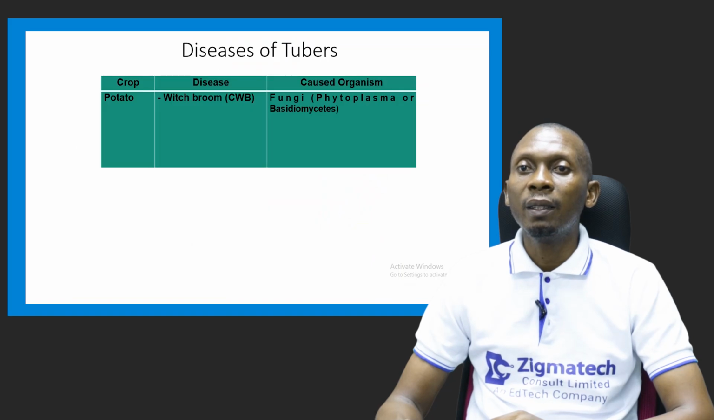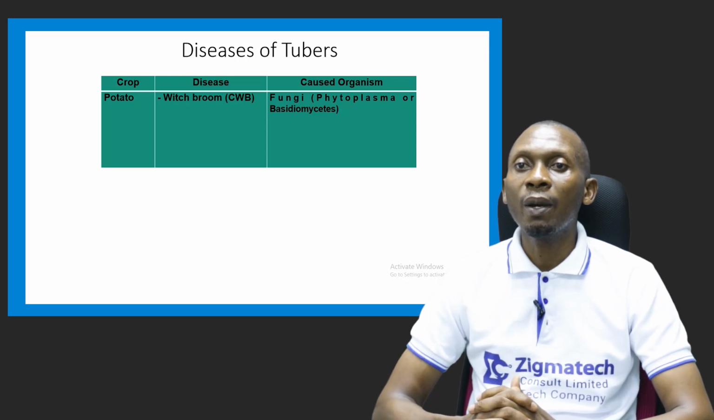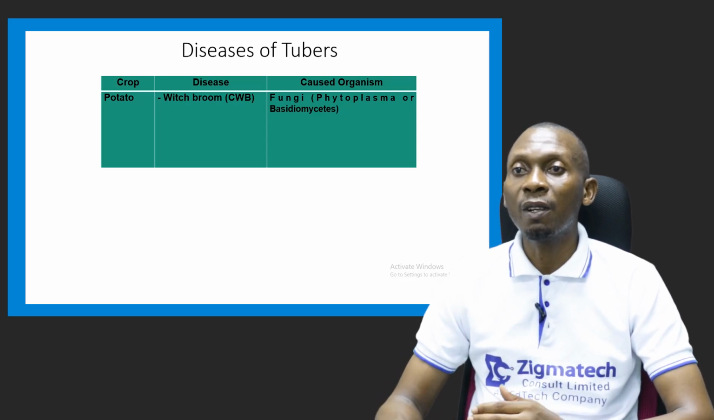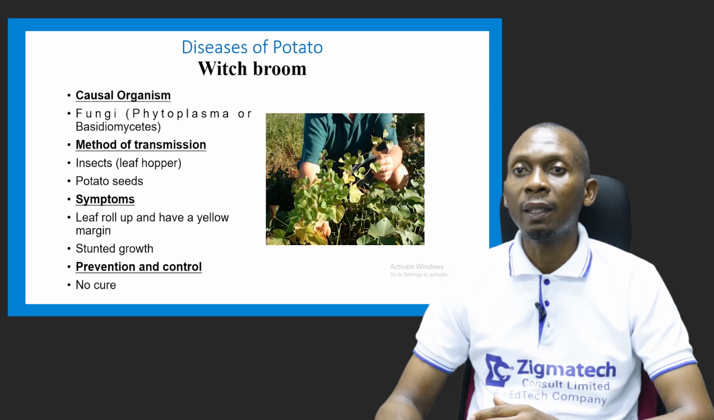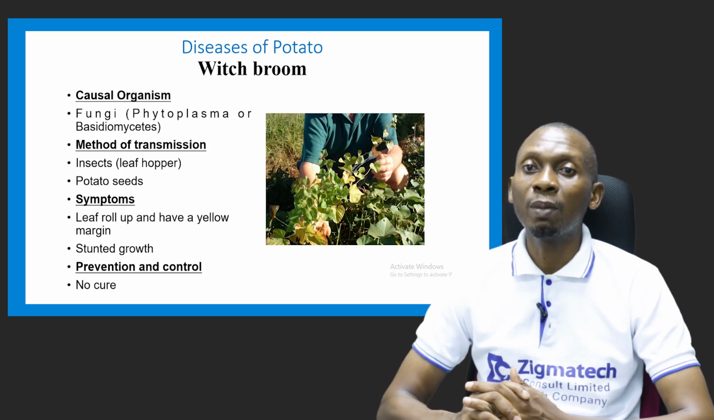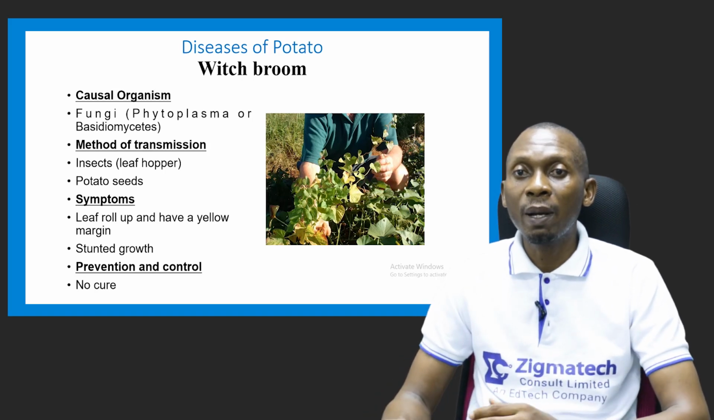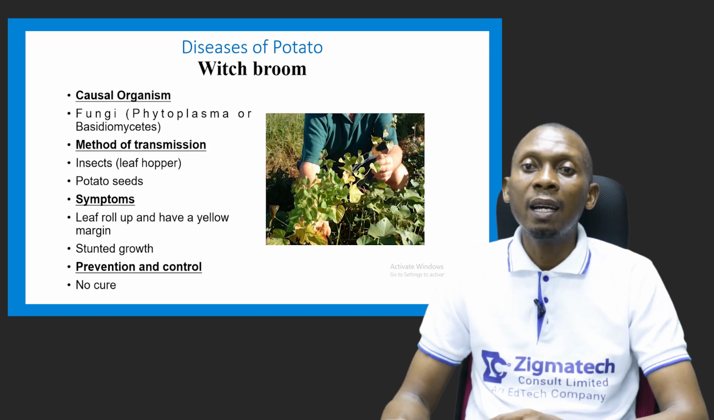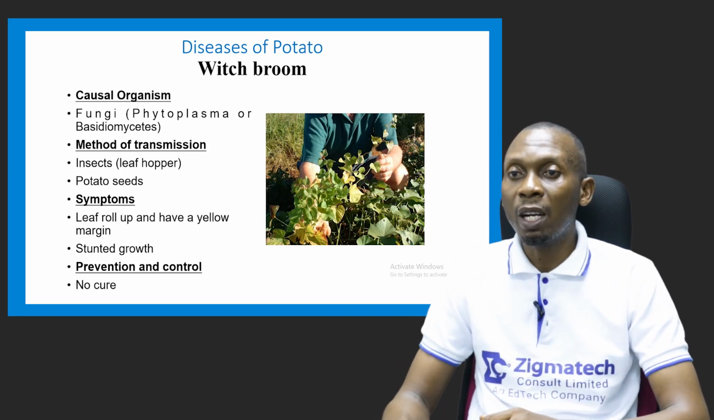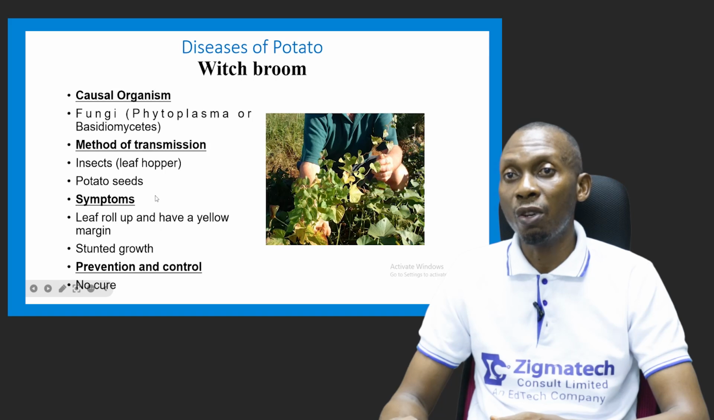Okay. Now let's go to potato. Here we have witches' broom as well, which is caused by Phytoplasma. This witches' broom affects potato as well as cassava. It's transmitted by insects, leaf hoppers, or through infected potato seeds. The symptoms here are the leaves rolling up and having a yellow margin. You can see the leaves are rolling up here as against these leaves here, and they have a yellow margin. There's also stunted growth, and for prevention and control, there's no cure.